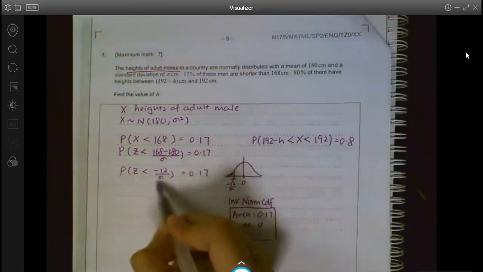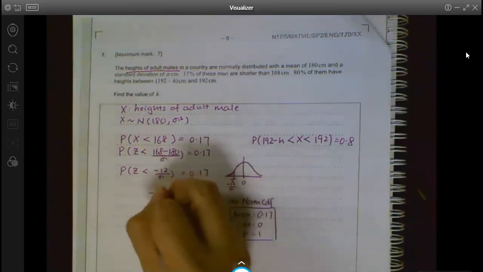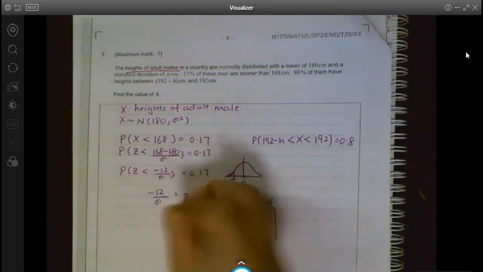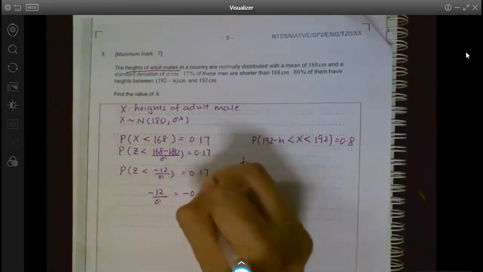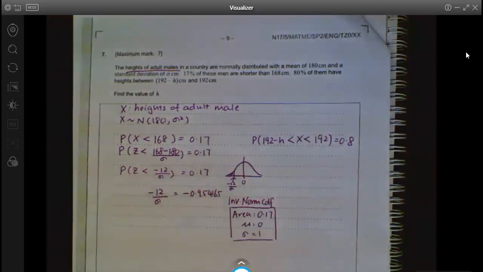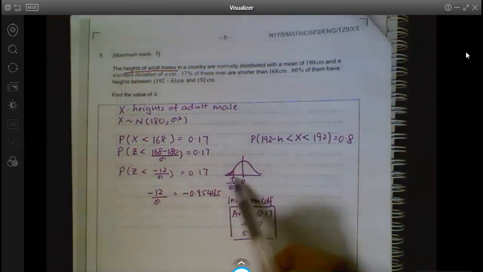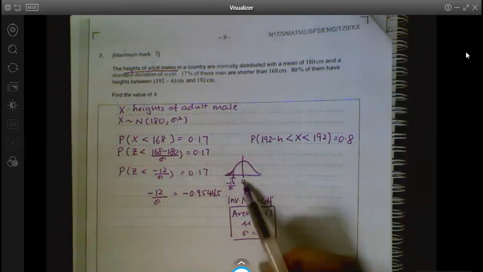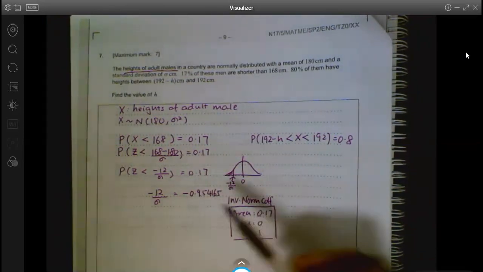So this number in here, negative 12 over sigma, is negative 0.954165. Now take a moment and reflect upon the graph. This is a negative number. Does it make sense? If this is 0 and this is on the left, this number is a negative number.